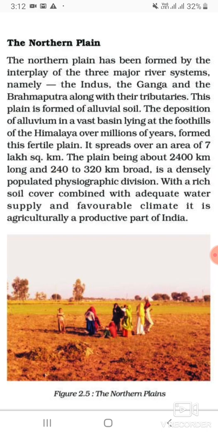What does tributaries mean? It means a river or stream flowing into a larger river or lake. So this plain is formed of alluvial soil, which is very much fertile in nature, and it spreads over an area of 7 lakh square kilometer, the plain being about 2,400 kilometer long and 240 to 320 kilometer broad. It is a densely populated physiographic division, and this part of India is very much agriculturally productive in nature, because it has adequate water supply and favorable climate.